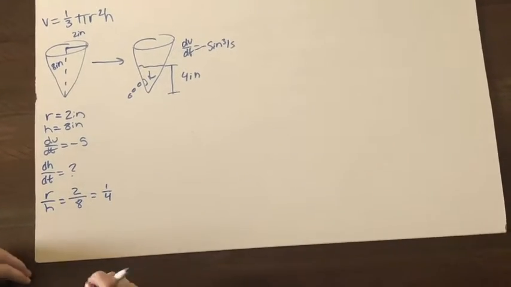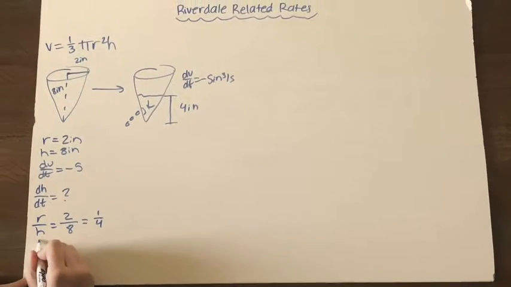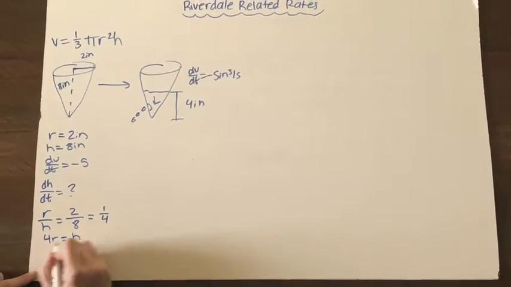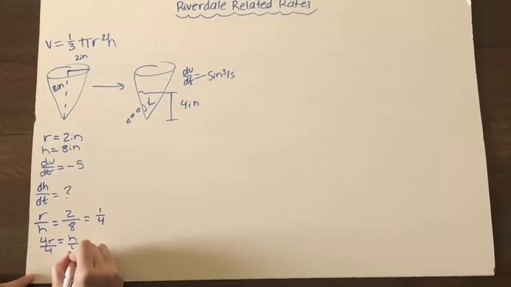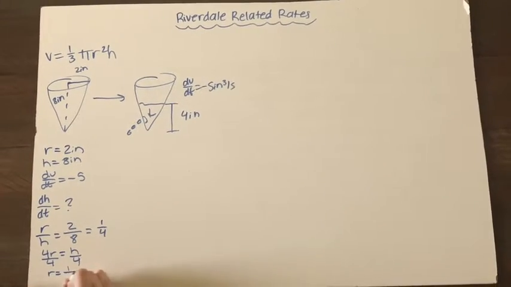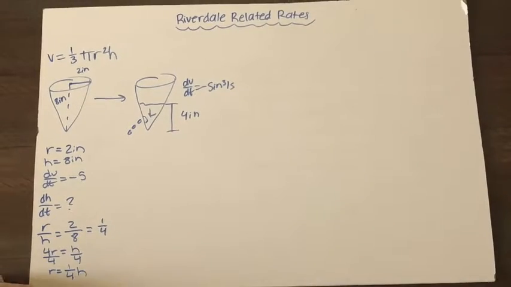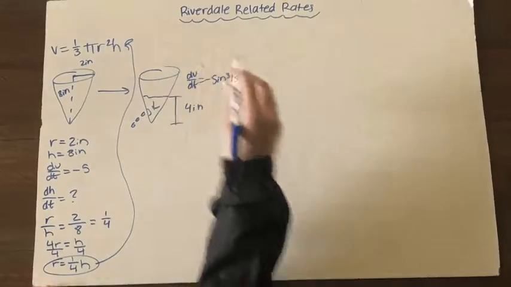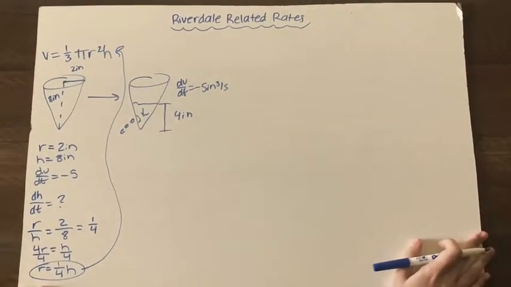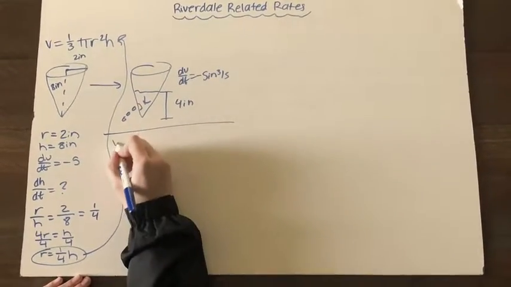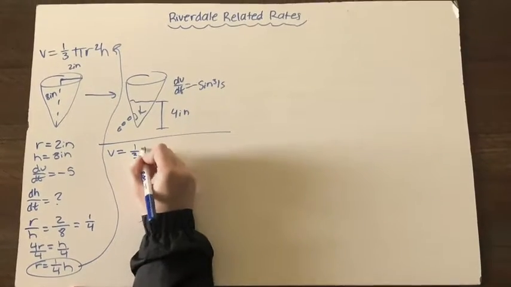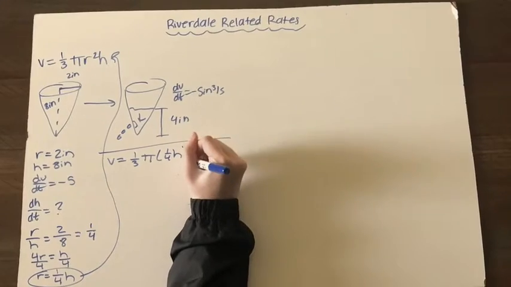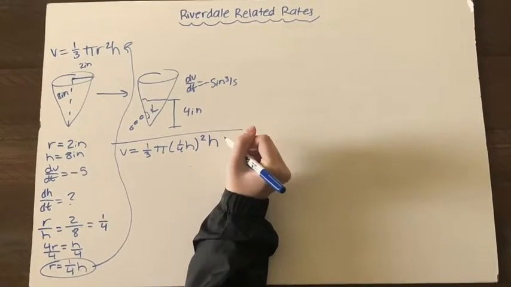And now we can cross multiply. So 4 times r equals 1 times h. And we can divide both sides by 4. So r equals 1/4 h. We can plug this back into our volume of a cone. So we can do V equals 1/3 pi, 1/4 h, which is this value, squared, times h.